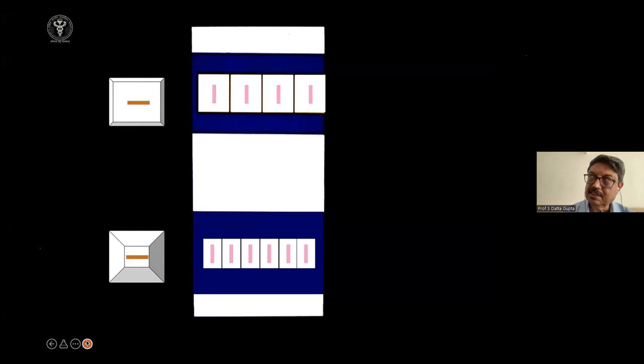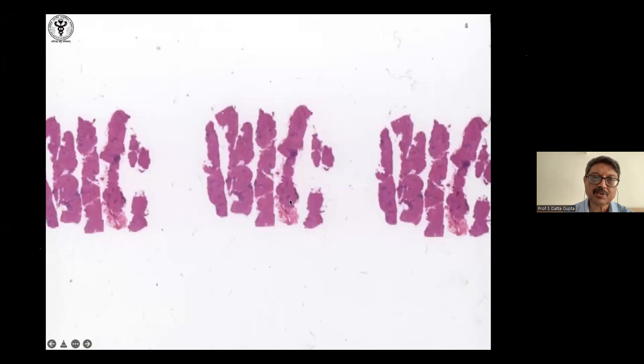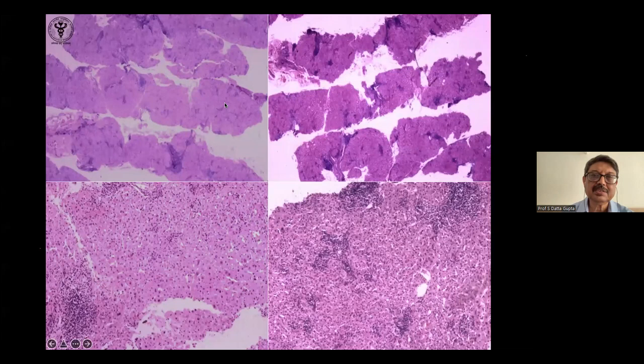And these are the multiple cores that you see. You study serial sections. The thickness of the biopsy depends on what the pathologist is happy about. This is a little thicker one, this is a thinner one, and both are equally fine. Generally 5 microns in thickness.